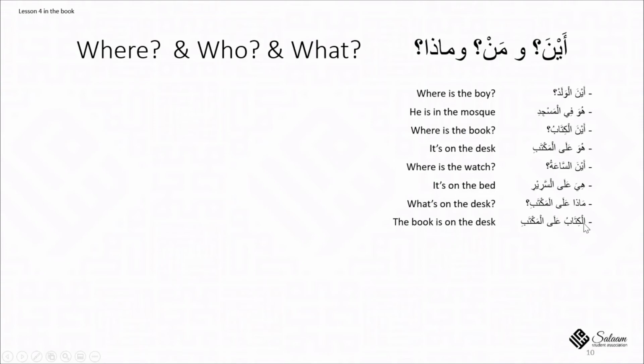ماذا على المكتب؟ What is on the desk? The answer is الكتاب على المكتب. This is a nominal sentence, right? الكتاب, the book, is on the desk. على المكتب. Why does الكتاب have a damma? Because this is the mubtada, which is the first word of a sentence.